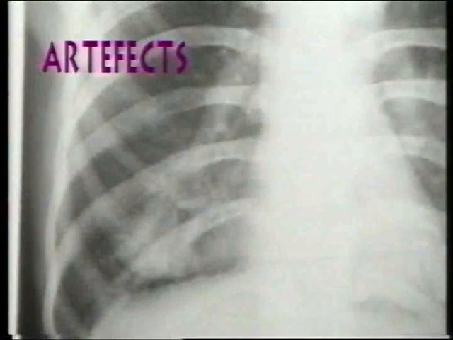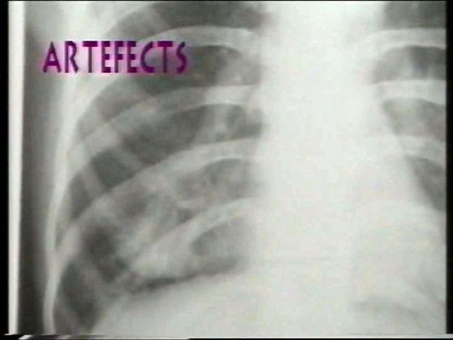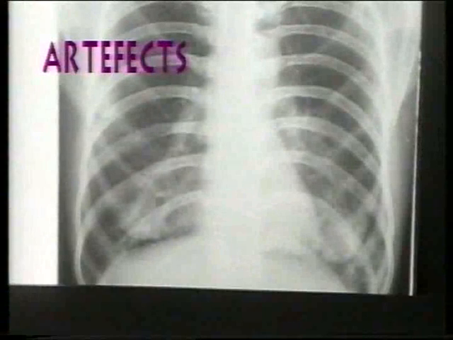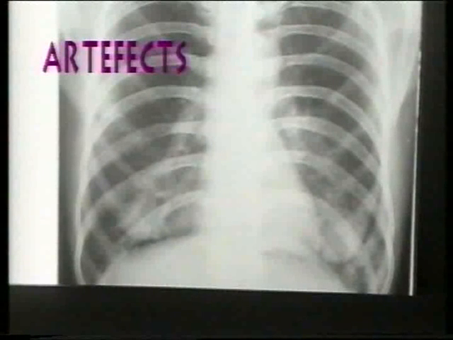While evaluating consolidation, certain artifacts must be considered. Note the uniform opacity in the left lower zone. If you observe closely, a similar less dense opacity is seen on the right side. This is a soft tissue shadow of the breast.